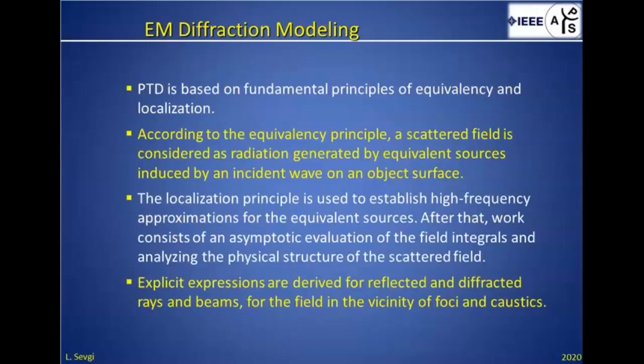So PTD is based on the fundamental principles of equivalence and localization. According to this principle, a scattered field is considered as radiation generated by equivalent sources induced by an incident wave on an object surface. So you send an electromagnetic wave, it hits the object, and it creates some kind of surface currents. Those surface currents act like secondary antennas and they radiate. And these radiations create scattered fields. Next slide, please.